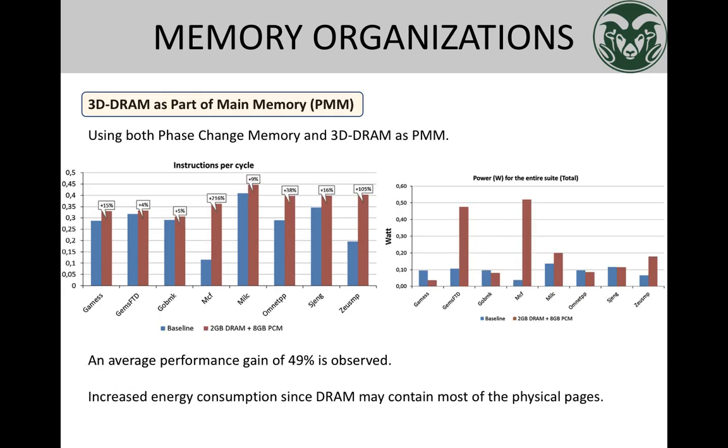The last memory optimization, where an average performance gain of 49% was observed when 3D DRAM was used as a part of main memory. In these three experiments, the distance from the processor to the 3D RAM was changed and observed. Since now 3D DRAM is the farthest from the processor, it consumes a lot more power to perform the same instructions, hence the increase in power.